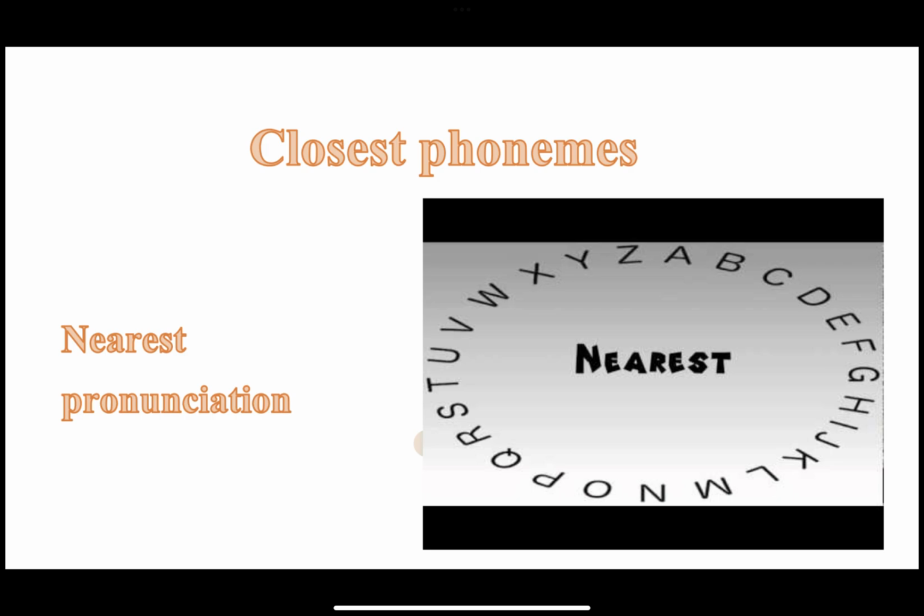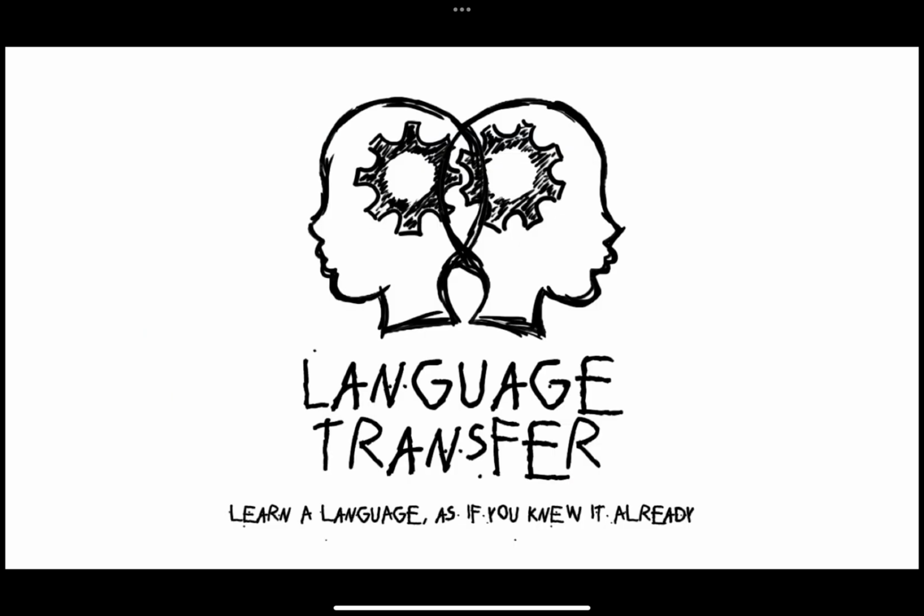When learning a second language, learners tend to prefer sounds that are closer to the phenomenon of their mother tongue, like the letter P in Russian and the letter T in English, or the letter S in Mandarin and the letter Z in English. Now, let's go back to the beginning question.